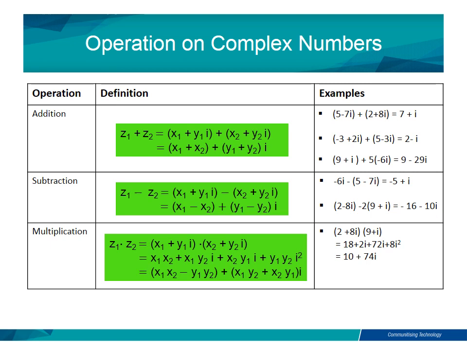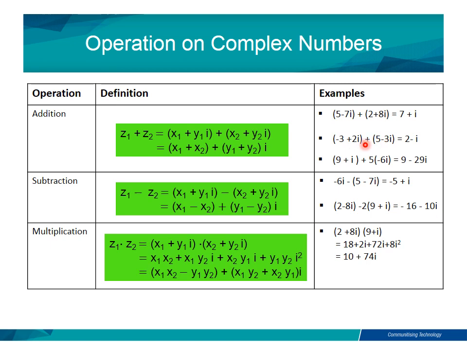So here is operation on complex number. Okay, so we look at the first operation here, addition. So z1 plus z2. z is a complex number. So the first z is x1 plus y1i, plus x2 plus y2i. So the concept here, you add the real part, x1 plus x2, and then you add the imaginary part, y1 plus y2.